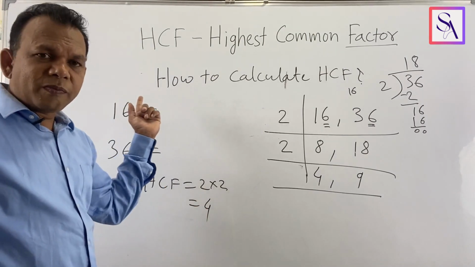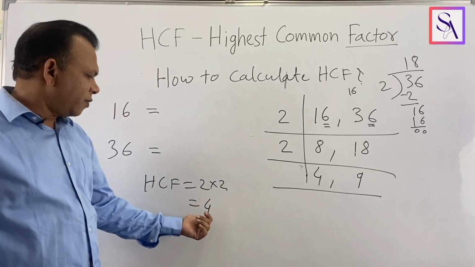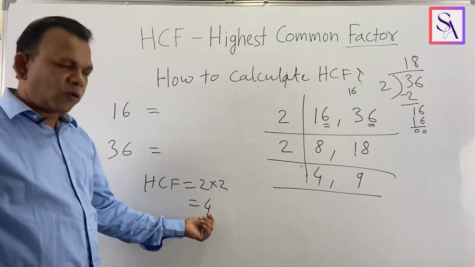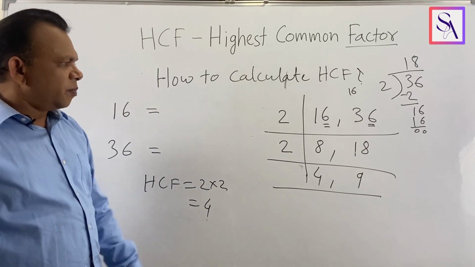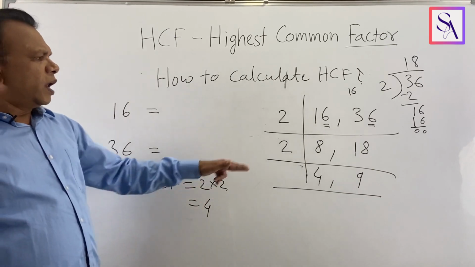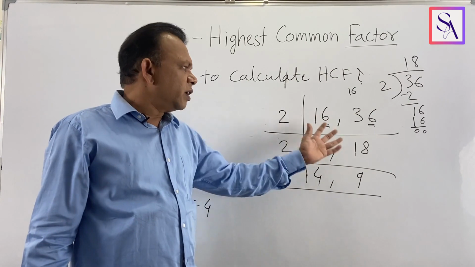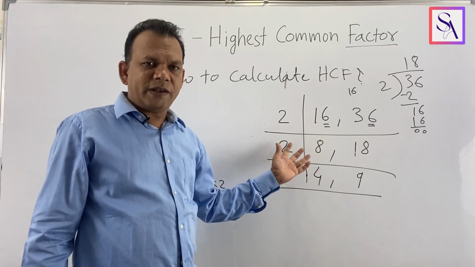In the previous method, which is the elementary, basic method, we also obtained the same HCF value of 4, and in the advanced HCF method we also found 4 as HCF. So in higher classes you have to follow this HCF method only. This is the easiest way to find HCF.